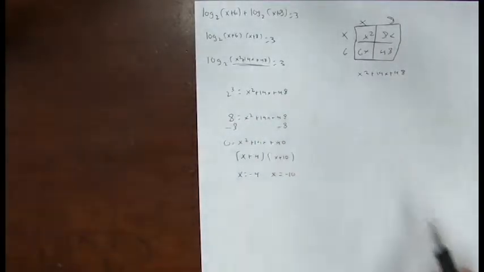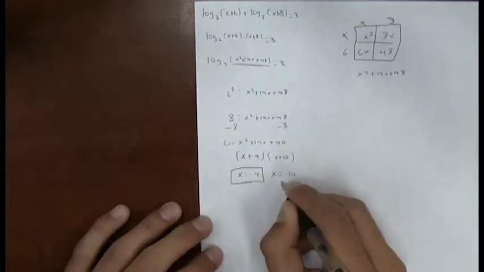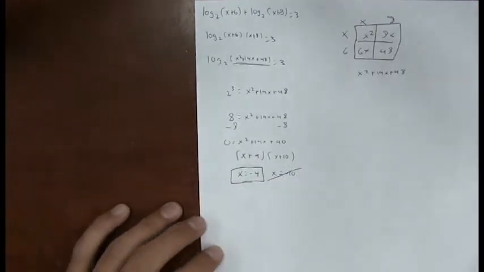So -4 plus 6 is 2, and -4 plus 8 is 4, which works, but -10 plus 6 and -10 plus 8 does not work. So -4 is your answer, -10 does not work.